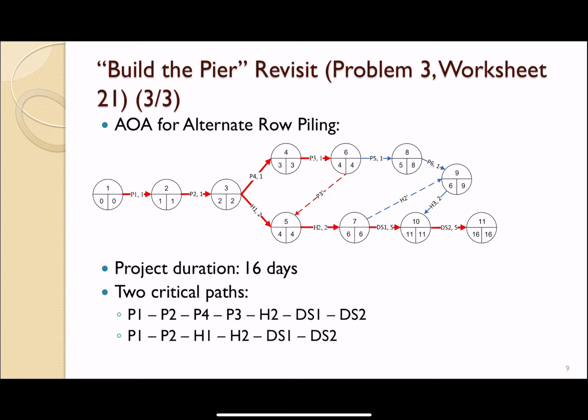I also suggest you use the same network, the same pier building, but instead of the alternate row pipeline, use the sequential row pipeline. What is that about? You can go back to the previous lesson, project scheduling process, to review the context of the pier building that I show in this slide.